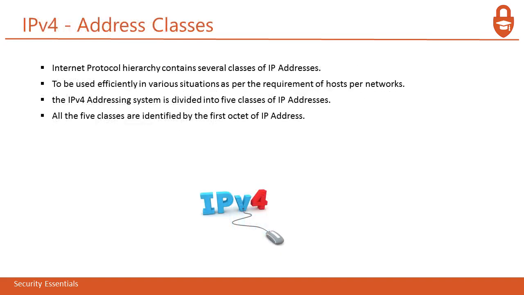So next is IPv4 addresses. These are Internet Protocol hierarchies that contain several classes of IP addresses to be used efficiently in various situations as per the requirements of hosts per network. The IPv4 addressing system is divided into 5 classes of IP addresses. We have 5 classes of IP addresses. All the 5 classes are identified by the first octet of the IP address.